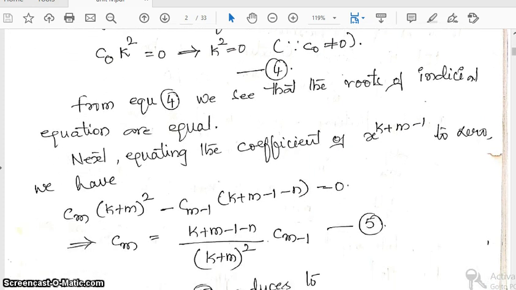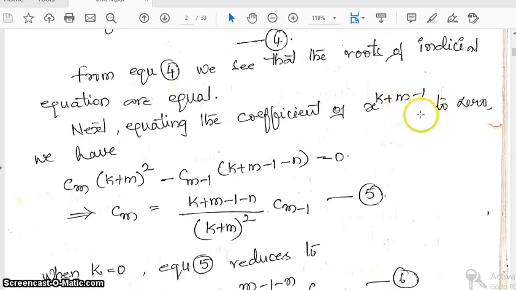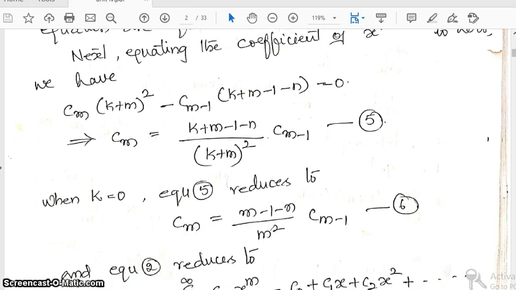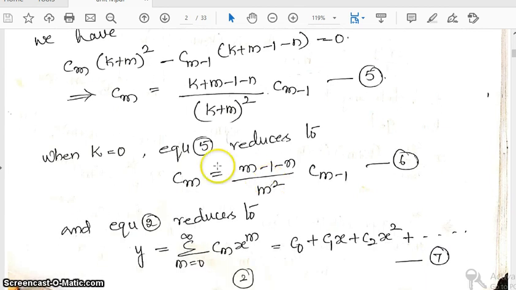Next, equating the coefficient of x to the power of k plus m minus 1 to 0, we will get c_m into (k plus m) whole square minus c_(m minus 1) into (k plus m minus 1 minus n) equal to 0. From this equation, we will get c_m like this, which is denoted by equation 5. Now k equal to 0 is the root, so substituting k equal to 0, equation 5 reduces to c_m equal to (m minus 1 minus n) by m square into c_(m minus 1).